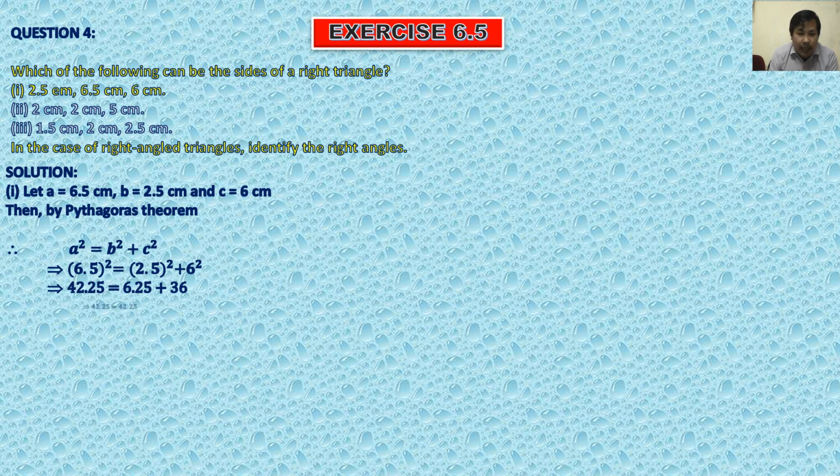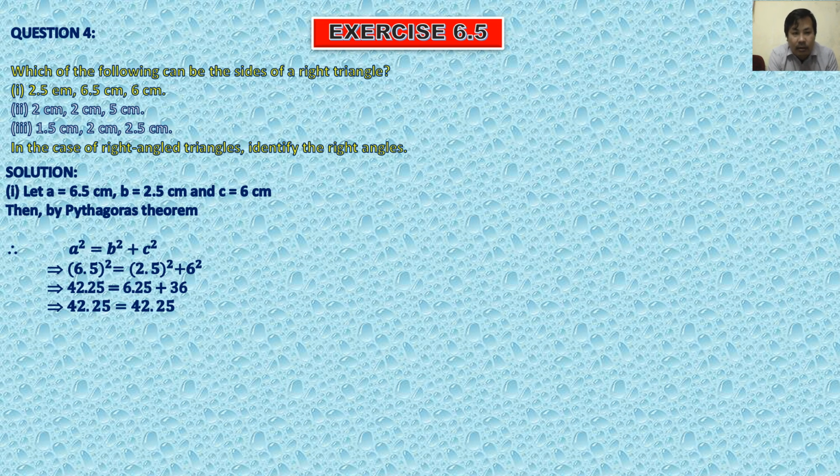Then we add the other side. After we add on the right hand side, it is also 42.25, and the left hand side is also 42.25. So both sides are equal, and the equation given by the Pythagoras theorem holds and is correct. That means Roman number 1 is a right angle triangle.